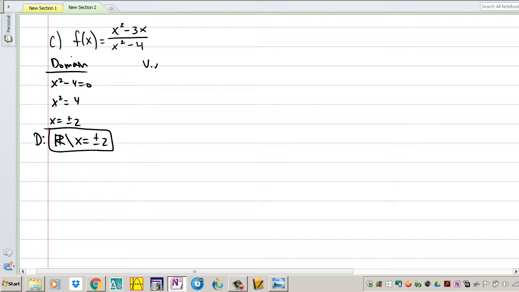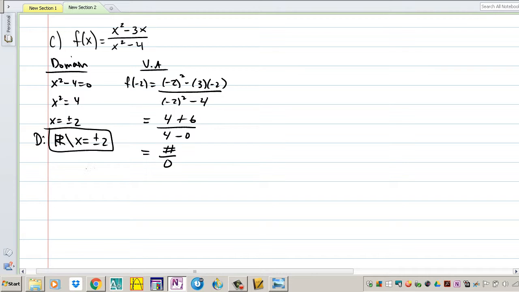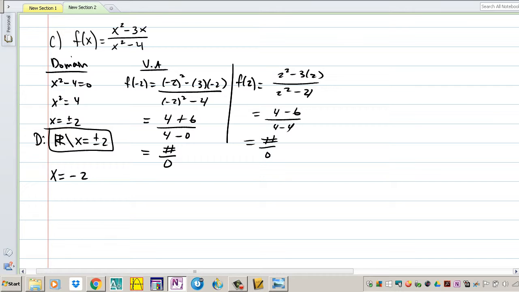Your vertical asymptotes, we're going to plug them in. When you plug in negative 2, you get negative 2 squared minus 3 times negative 2 all over negative 2 squared minus 4, which is positive 4. A negative 3 times negative 2 makes it a plus 6 all over 4 minus 4, and that is number over 0. So x is equal to negative 2 is a vertical asymptote. Let's try positive 2. 2 squared minus 3 times 2 all over 2 squared minus 4. And that gives you 4 minus 6 all over 4 minus 4, and this is still a number over 0. So x is equal to negative 2 and positive 2 are your vertical asymptotes.